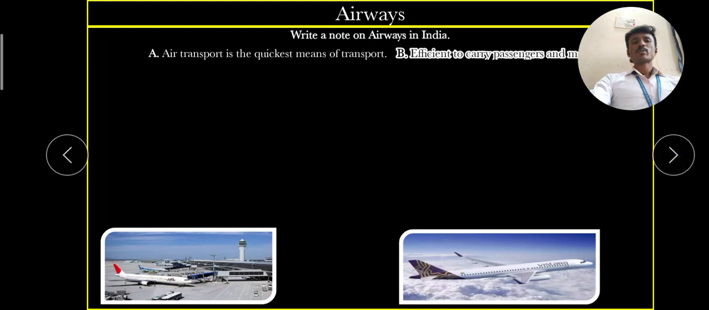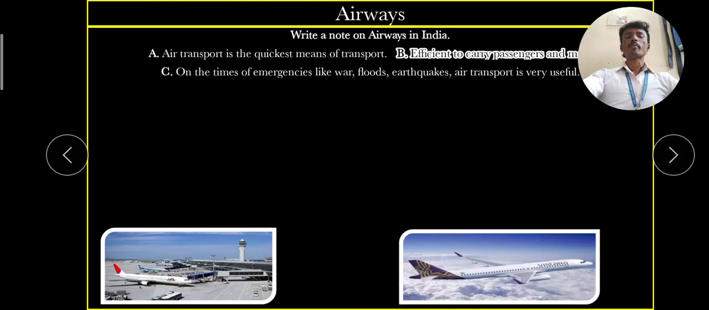Air transport is the quickest means of transport. Quickest means of transport means it is the fastest means of transport. It carries passengers and goods from one country to another country, or from one place to another place, very fast. So it is quick and efficient to carry passengers, goods, services, or mails. The cost is more, but it is very effective.